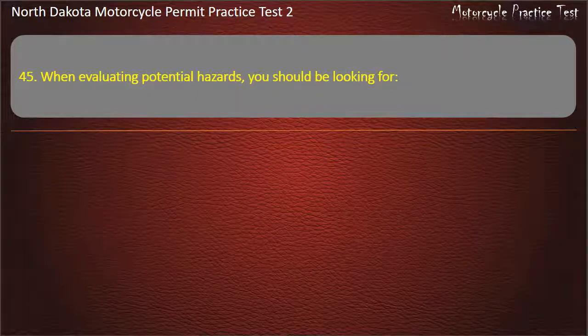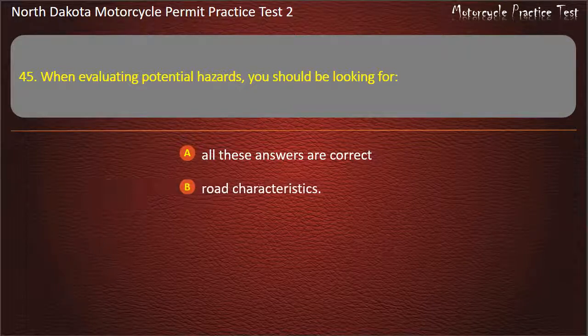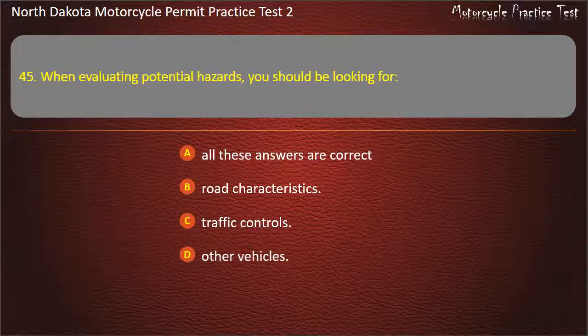Question 45. When evaluating potential hazards, you should be looking for: all these answers are correct, road characteristics, traffic controls, other vehicles. Answer: all these answers are correct.